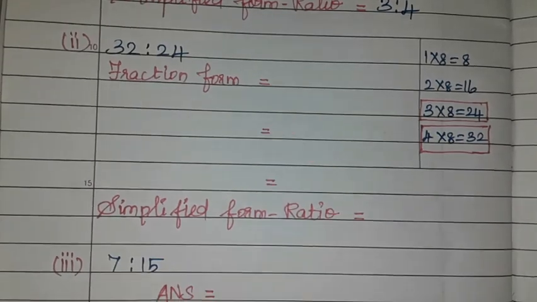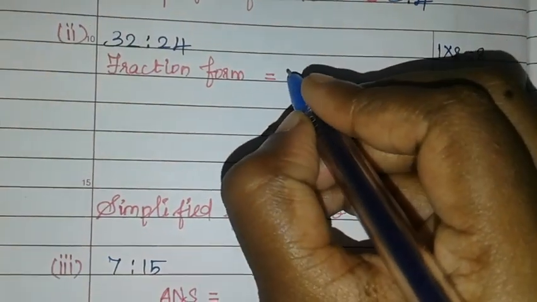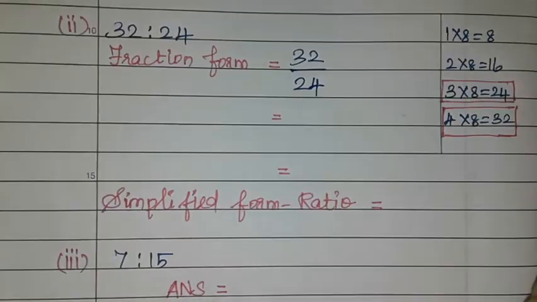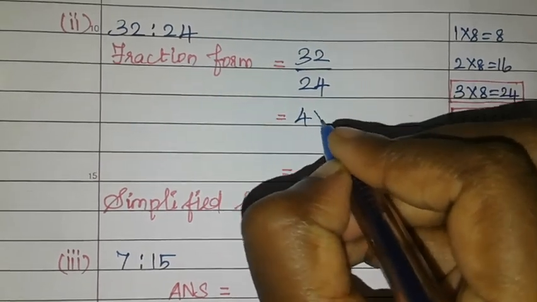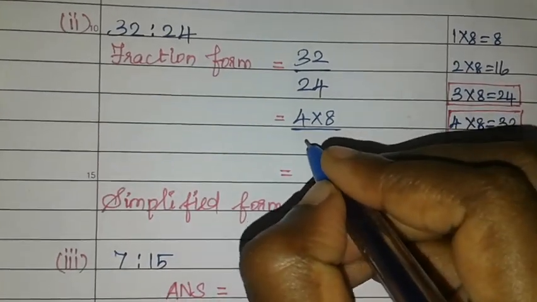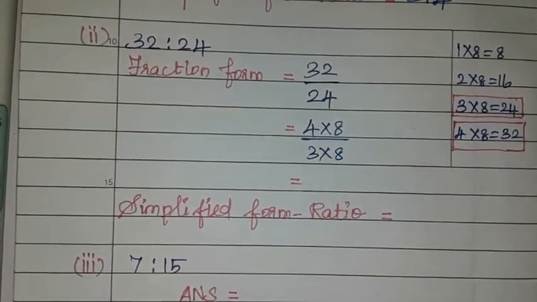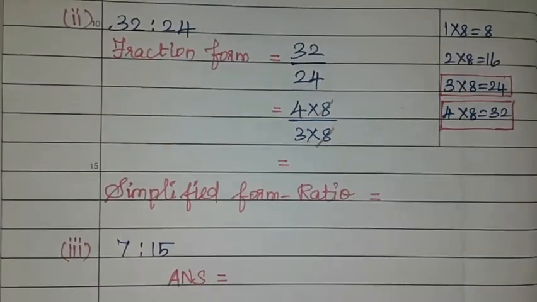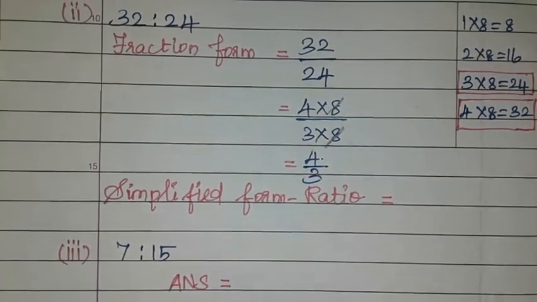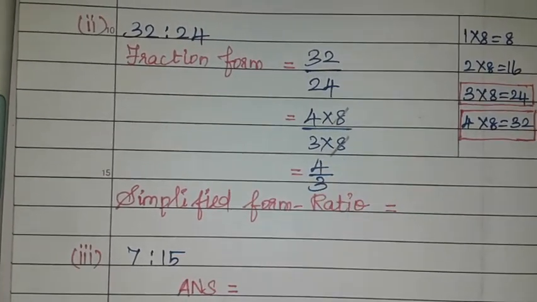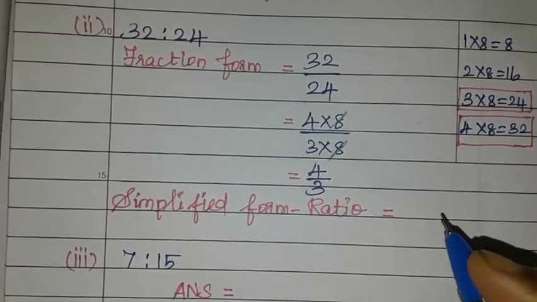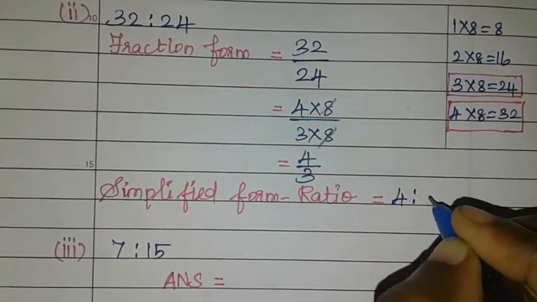How to rewrite that 32? First of all, rewriting in the fraction form, 32 divided by 24. 32 can be written as 4 into 8, divided by 24 which can be written as 3 into 8. Now cancelling the common factor, this 8 and this 8. What are we getting now? 4 by 3. Yes, for 4 and 3 the only common factor is 1. We are getting this 4 and 3 only in the one table. So the simplified form of the ratio is 4 is to 3.